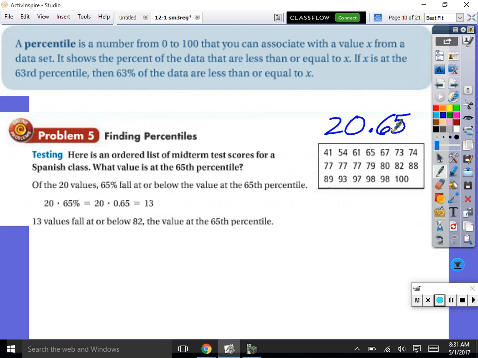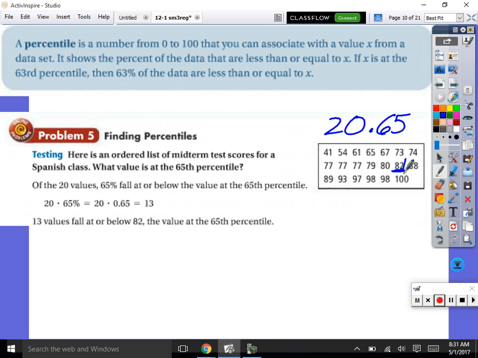1, 2, 3, 4, 5, 6, 7, 8, 9, 10, 11, 12, 13. So 82, the score of 82 is at the 65th percentile. 65% of the data is at 82 or below 82. Does everybody see how that works?